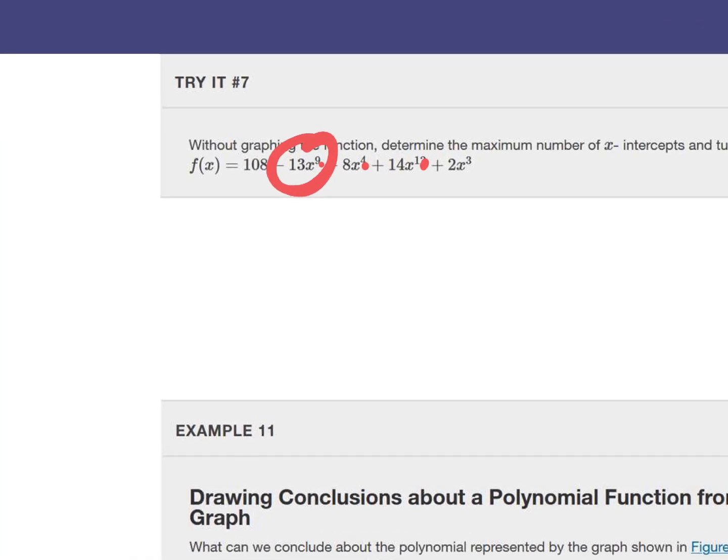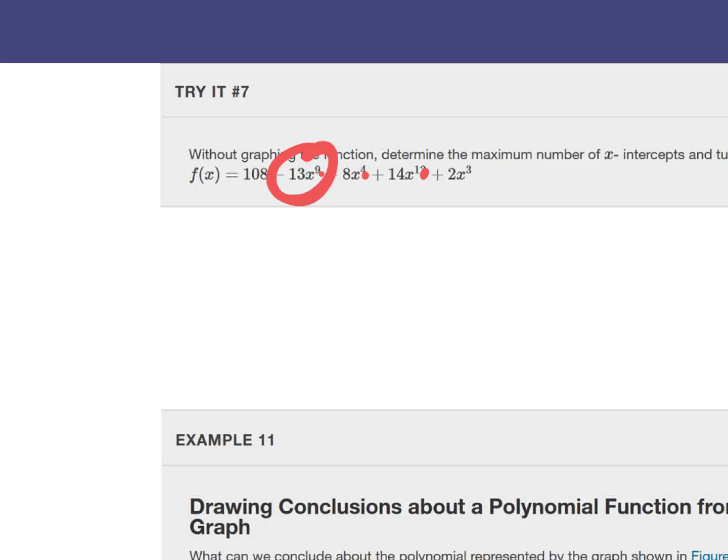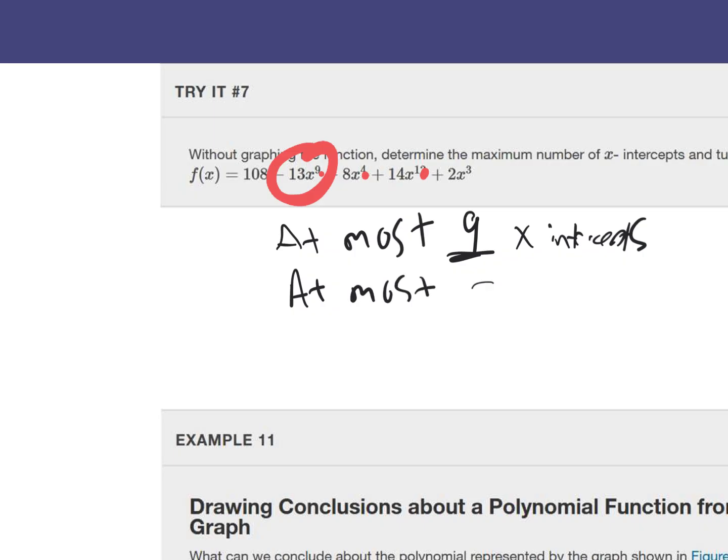So what does that mean in English for you? That means at most, what is that term? At most, it's a 9, right? At most 9 x-intercepts. The reason you can just say x-intercepts is because if they're not real, they won't cross the x-axis. And when you take 1 away from 9, at most 8 turning points.